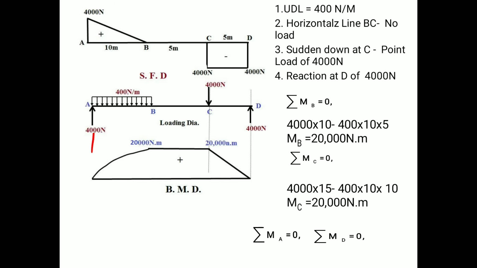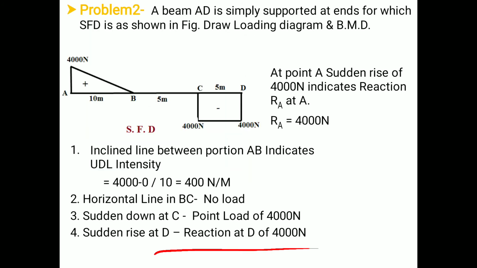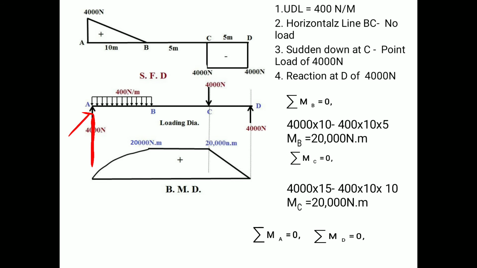Therefore we have 4000 Newton reaction at point A, 400 Newton per meter UDL intensity up to the span of A to B. At point C we have 4000 Newton which is acting in downward direction, because in this manner we have calculated this value. And at point D again we have a reaction acting in upward direction. So in this manner we have drawn the loading diagram from the shear force diagram.